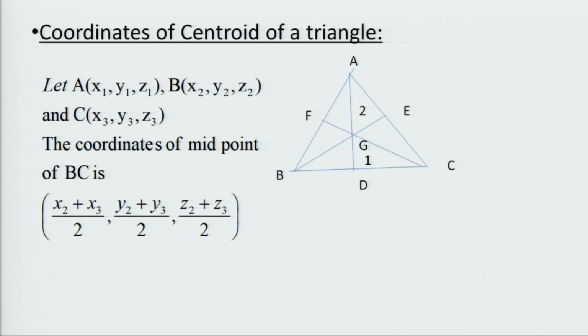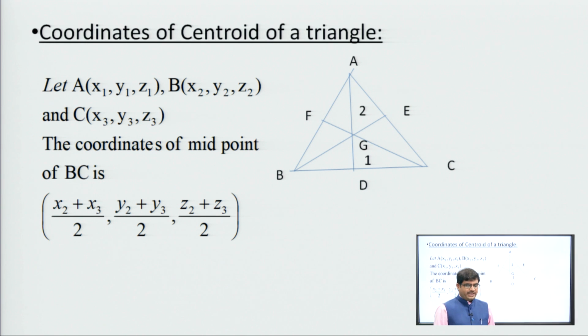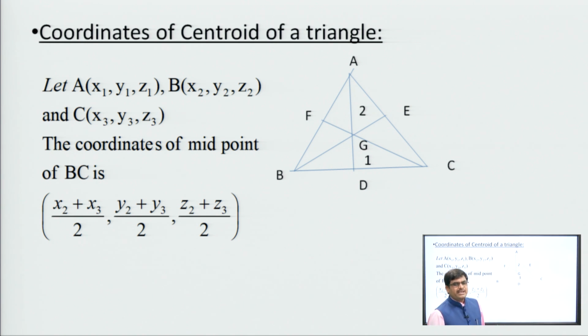To find the coordinate of the centroid of a triangle, कोई भी त्रिभुज है उनके सेंट्राइड को कैसे निकालते हैं? Let us suppose we have 3 points, A is x1, y1, z1, B is x2, y2, z2, C is x3, y3, z3. Then from the triangle ABC, we draw perpendiculars on the opposite sides, where D is the midpoint of B and C, E is the midpoint of A and C, and F is the midpoint of A and B.